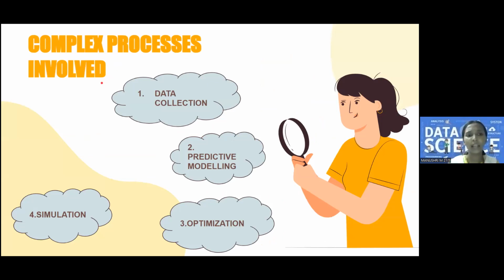Now, there are four detailed processes involved in prescriptive analysis. The first one is data collection. Let me give an example for this too. Let us say that my friend wants to buy a laptop. Will we just go to a shop and buy a laptop just like that? No. What we'll be doing is collecting the various models of laptops available. That's the data collection here.